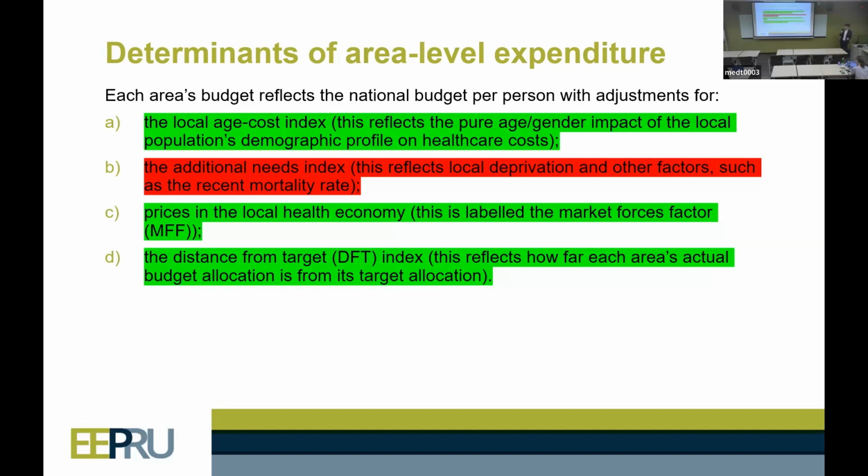But the one that we can't include is the additional needs index, because this is really a big cause of the endogeneity. We want to isolate that effect and remove it from influencing the estimates that we observe. So in essence, these three green highlighted variables are the candidate instrumental variables that we're going to use in our analysis of NHS expenditure. And we'll use this data generating process to try and get at causal estimates of the effect of health expenditure on health outcomes.